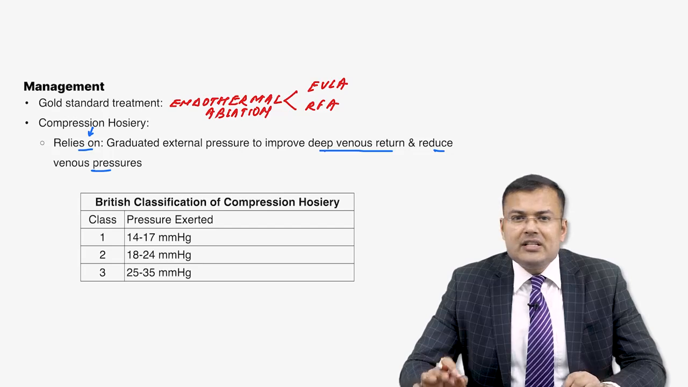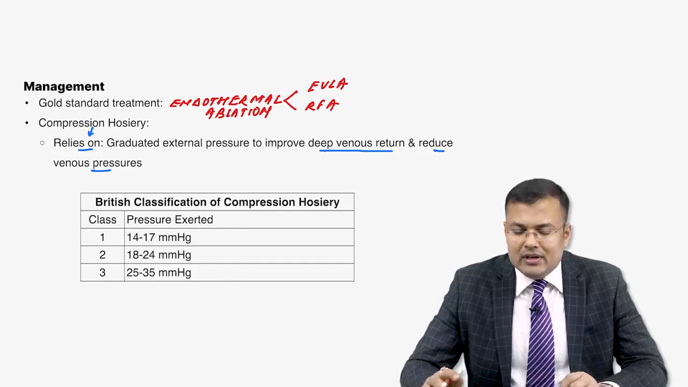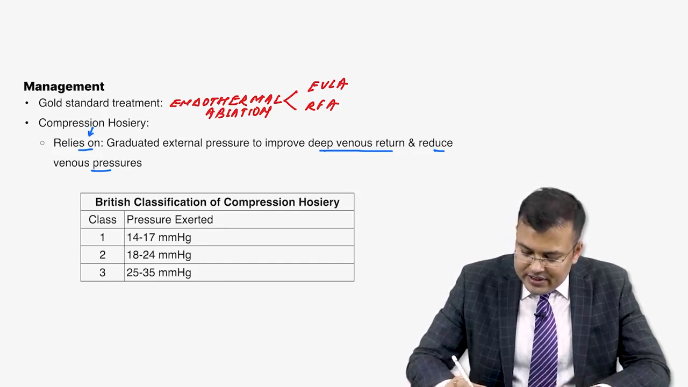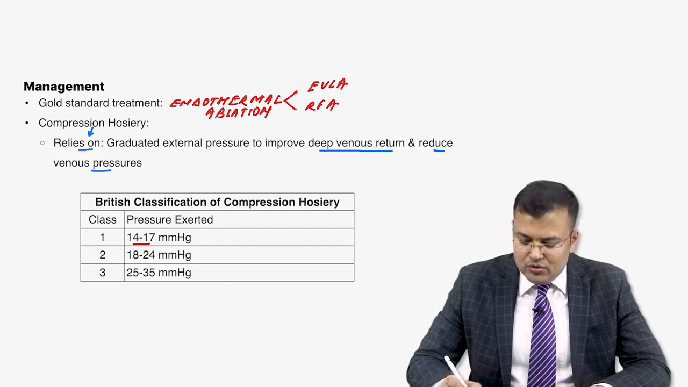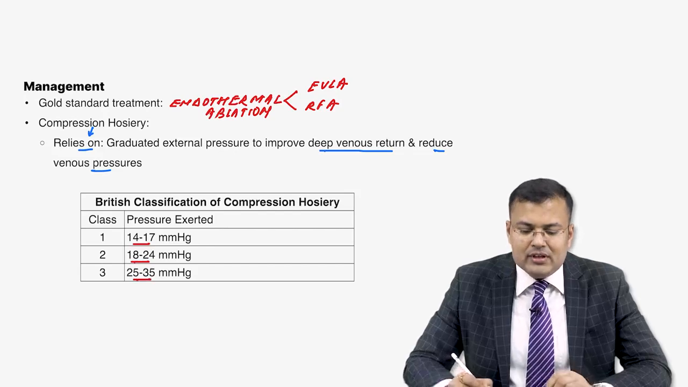This classification is very important: the British classification of compression hosiery. Class 1, how much pressure is exerted? 14 to 17 mmHg. Class 2, pressure exerted is 18 to 24, and class 3, it is 25 to 35.